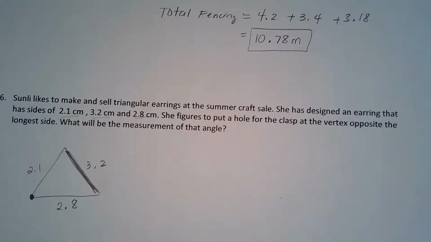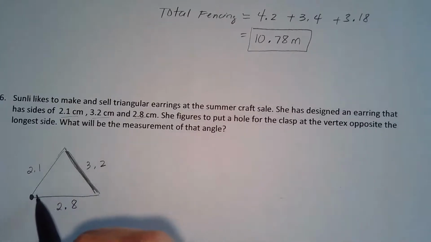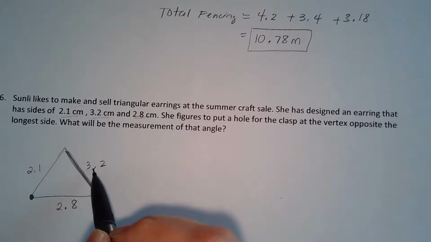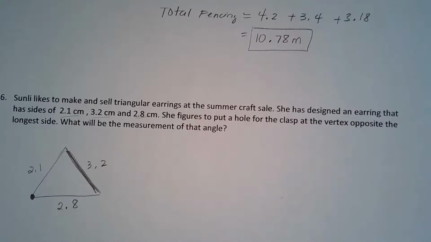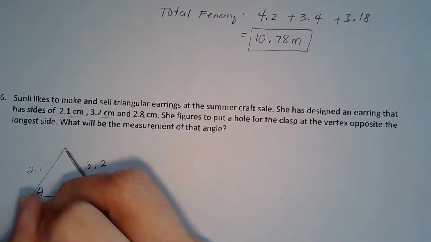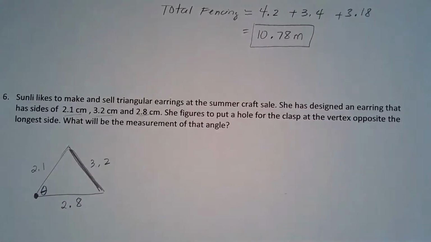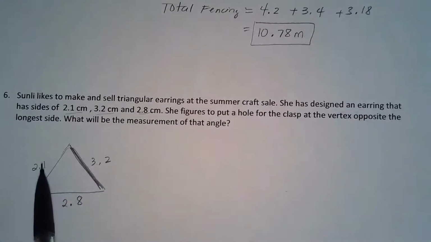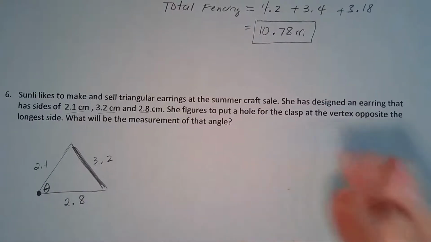Okay, opposite. So opposite to the longest side. So this is the one that we're looking for, that angle right there. So what will be the measurement of that angle? I see that we have 3 given sides. Okay, 3 given sides, so that calls for the cosine law.